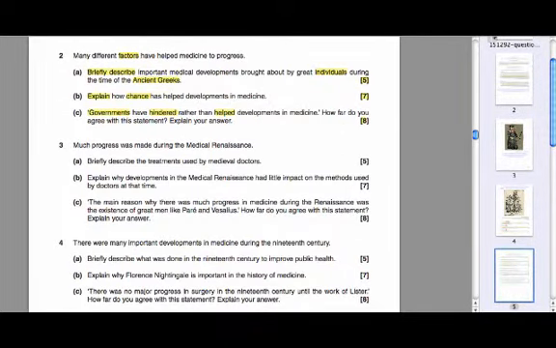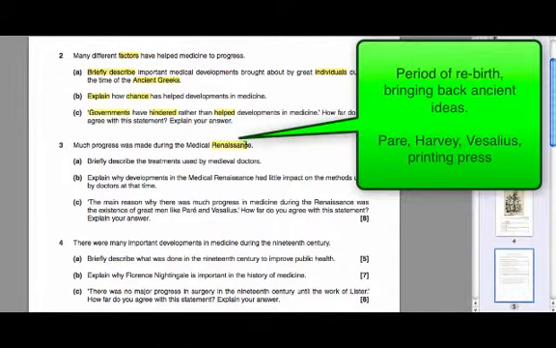So we come to question 3, and before we look at parts A, B and C, let's just read the sentence that starts the question, and we can see it says, much progress was made during the medical renaissance. So we now know that the topic of these 3 questions below is going to be the Renaissance, and in particular medical development during that time.